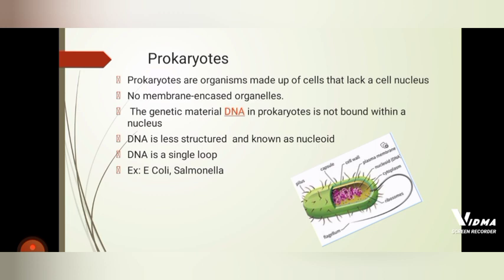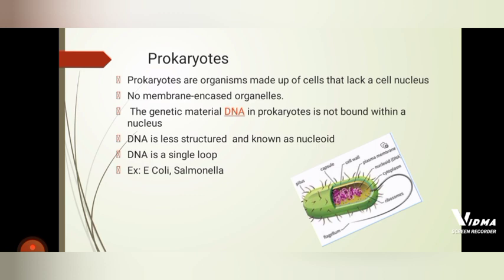In these structures, there are no membrane-bound organelles. Membrane-enclosed organelles cannot be seen in prokaryotic cells. Examples, mitochondria, nucleus. These kinds of structures cannot be seen inside a prokaryotic cell. The genetic material, DNA, in prokaryotes is not bound within a nucleus. There is no particular structure called a nucleus inside a prokaryotic cell.